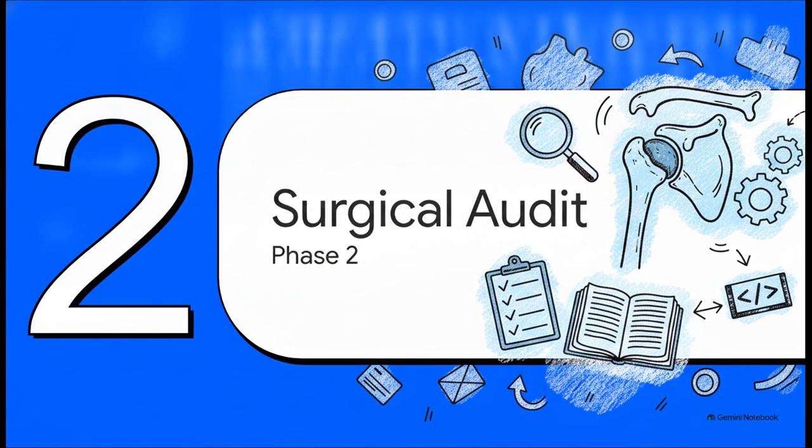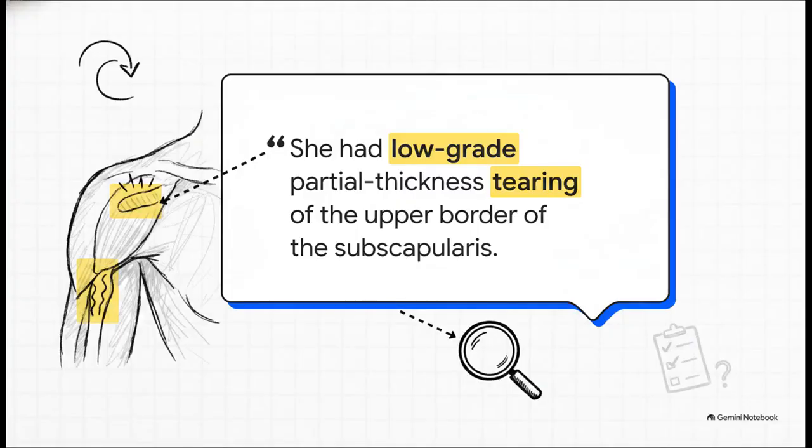Moving right along to Phase 2, the surgical audit. We're going to use a think aloud process to methodically break down the surgeon's narrative step by step. Scanning the operative report, the surgeon begins with, "Diagnostic arthroscopy was performed, showing low-grade partial thickness tearing of the upper border of the subscapularis and mild to moderate biceps tendinopathy." Now, this initial diagnostic scope sets our baseline findings, but remember our golden rules. A diagnostic scope is almost always bundled if a surgical scope follows. So let's see what happens next.